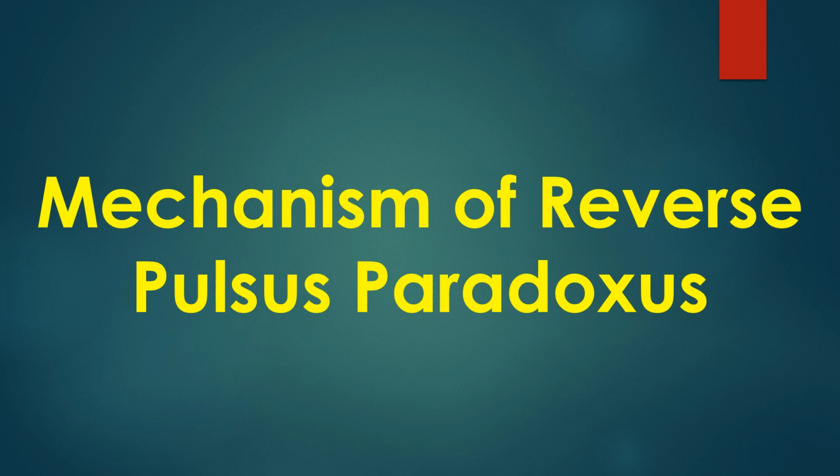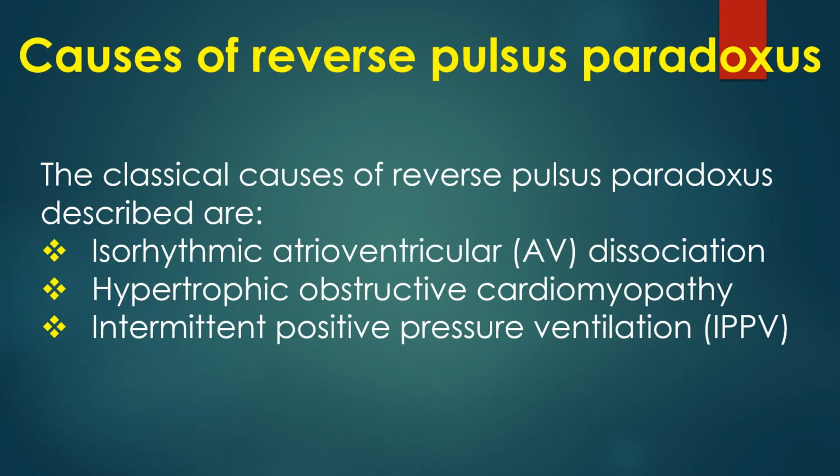Reverse pulsus paradoxus is an expiratory fall in pulse volume, the opposite of pulsus paradoxus. The classical causes of reverse pulsus paradoxus described are isorhythmic AV dissociation, hypertrophic obstructive cardiomyopathy, and intermittent positive pressure ventilation.